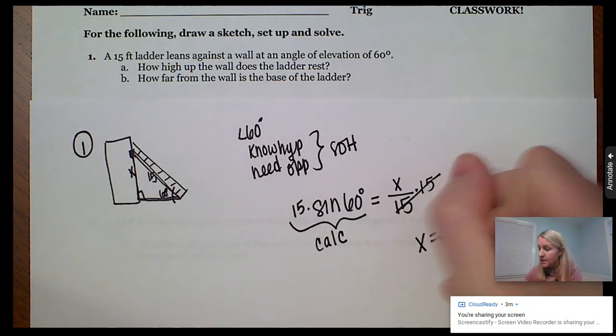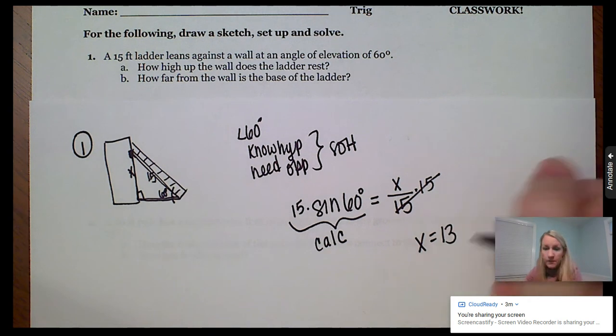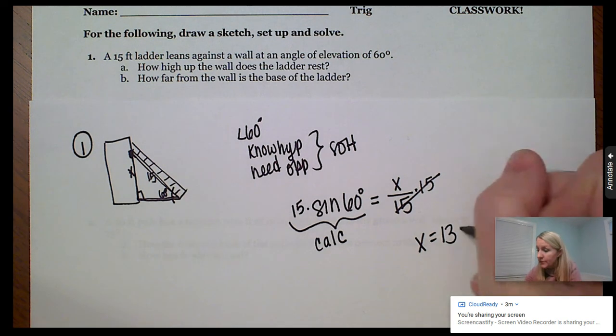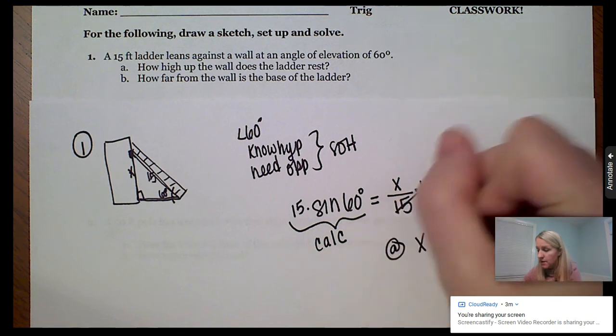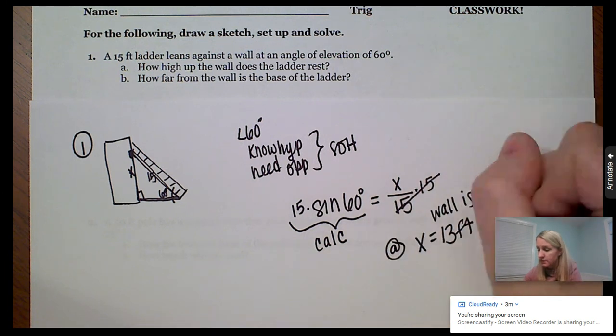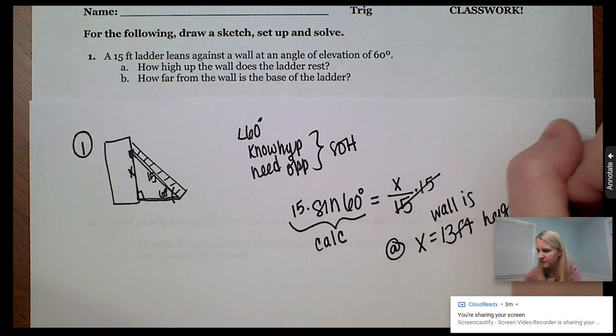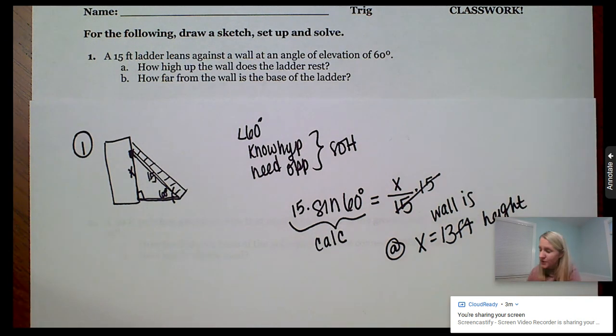And my x comes out to be, I have no clue, so I'm grabbing my handy dandy calculator here. 15 times sine of 60 is 12.99. So let's just say it's 13. So that would be 13 feet, and that's for part A. So I'll remind myself the wall is 13 feet high. I guess the wall is 13 feet, but you get the idea. It's up to the wall, 13 feet high.